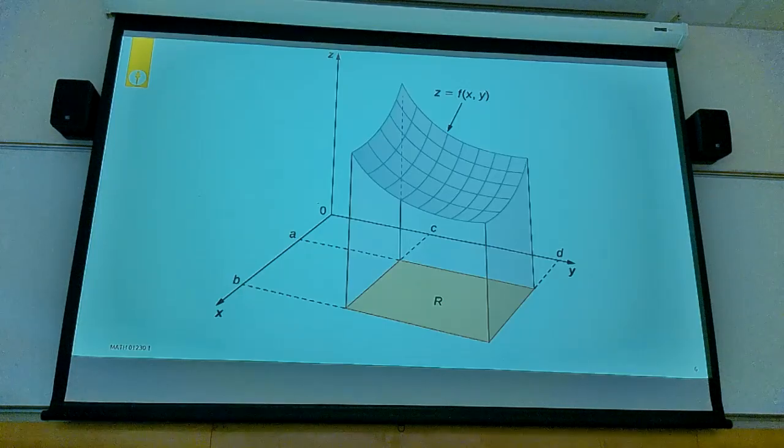Volume is area times height. Right? So you find the area of each subrectangle multiplied by height and sum them all up. And this approximation gets better as we let the number of subrectangles increase to infinity.